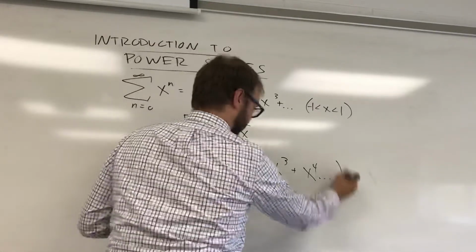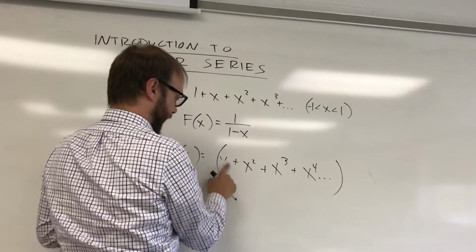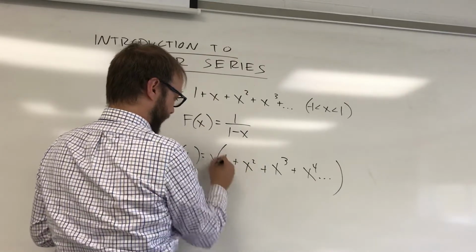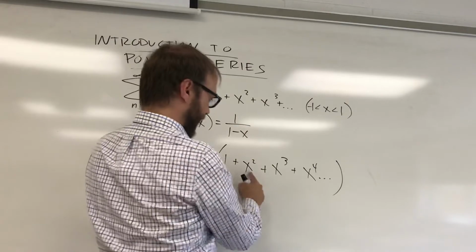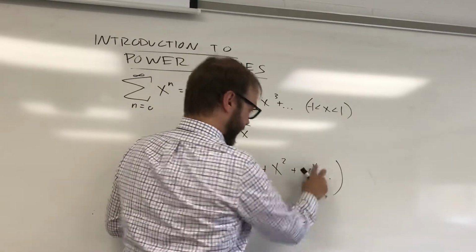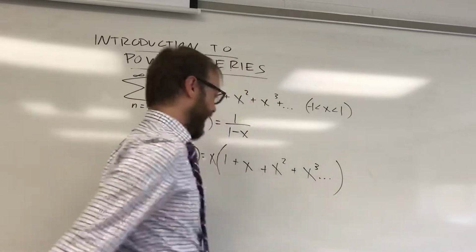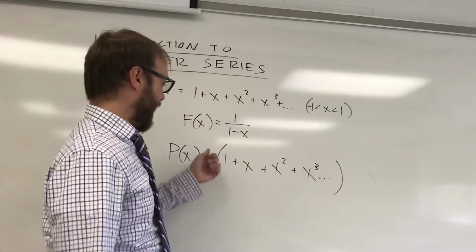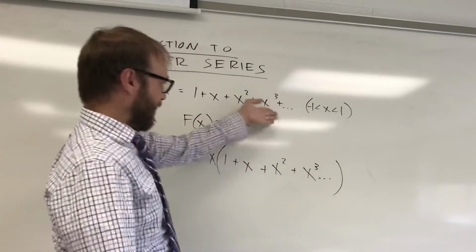And so if I factor an x out of each of these terms, if I divide this by x, I'd be left with 1. And again, I'm factoring an x out in front of parentheses. If I divide this by x, it's x to the first. If I divide this by x, it's x squared. If I divide that by x, it's x cubed. And notice what I've got then. I have x times the same series that we have up here.